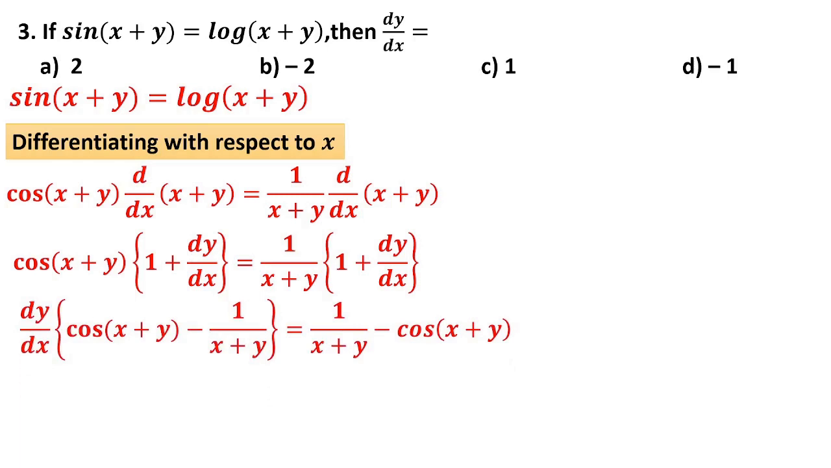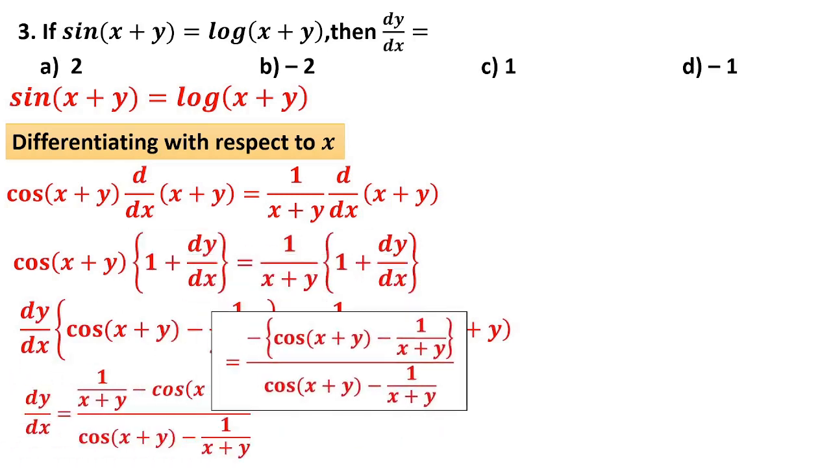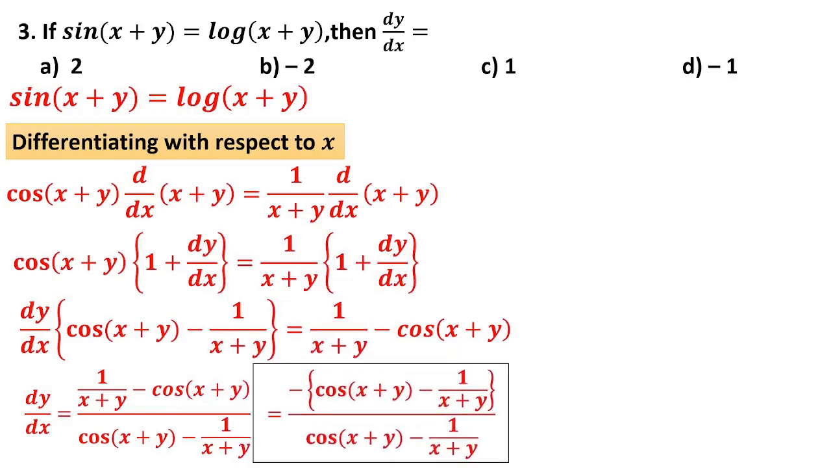Therefore, dy by dx has been taken to one side, and I am finding what dy by dx is now. Numerator and denominator are the same with a minus sign. Therefore, the answer is minus 1.